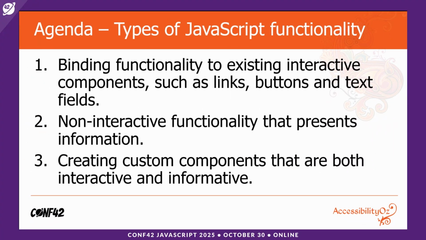I'm from Accessibility Oz, and I'm here to talk to you about accessible JavaScript. It's easier than you think. There are three types of JavaScript functionality. First, binding functionality to existing interactive components, such as links, buttons, and text fields. Two, non-interactive functionality that presents information. Three, creating custom components that are both interactive and informative.